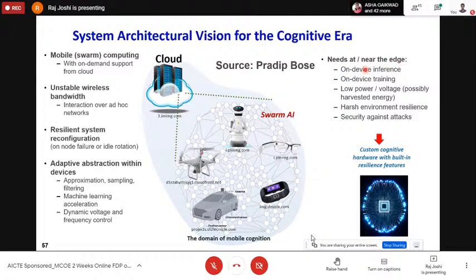If you want to do it near the edge, then you need on-device inference, on-device training, and low power. See, power is always there. Researchers would love to have low power, unlike politicians who like all high power, right? So we are always looking for low power. Remember that. This is the kind of thing which is very critical in this world.